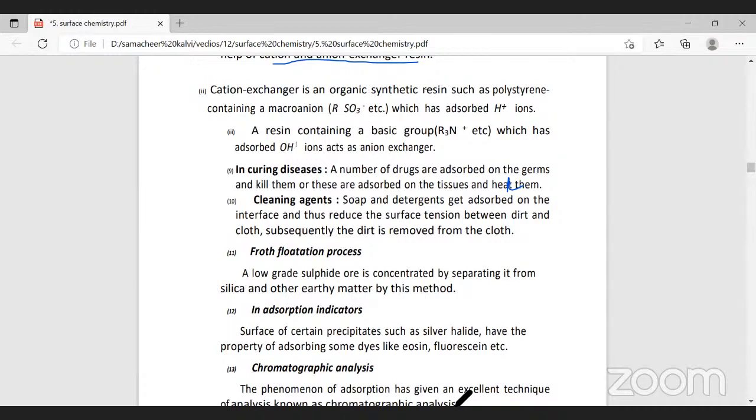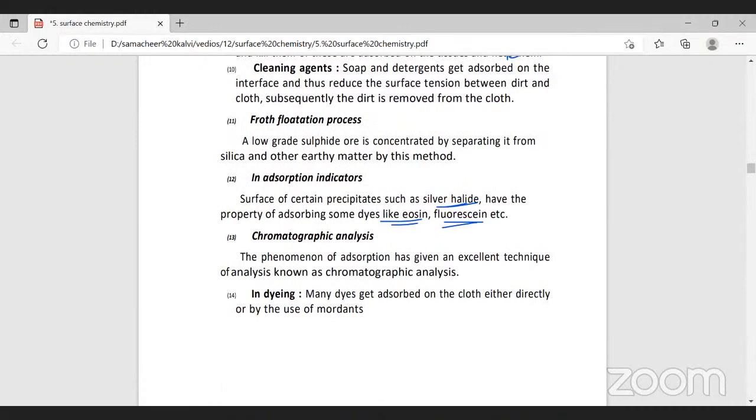Froth flotation: low-grade sulfide ore is concentrated by separating it from silica and other earthy matters. This you will be learning in second PUC, 12th standard. Adsorption indicators: the surface of certain precipitates, such as silver halides, has the property of adsorbing some dyes like eosin and fluorescein. So adsorption is also used as an indicator.